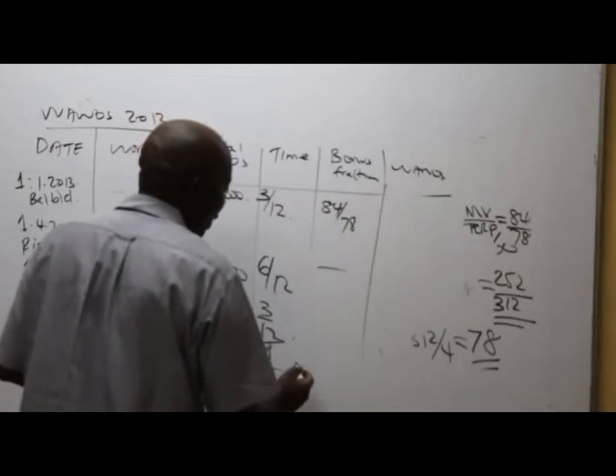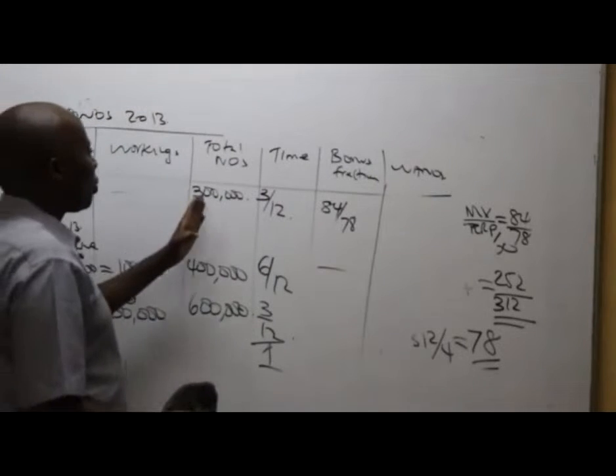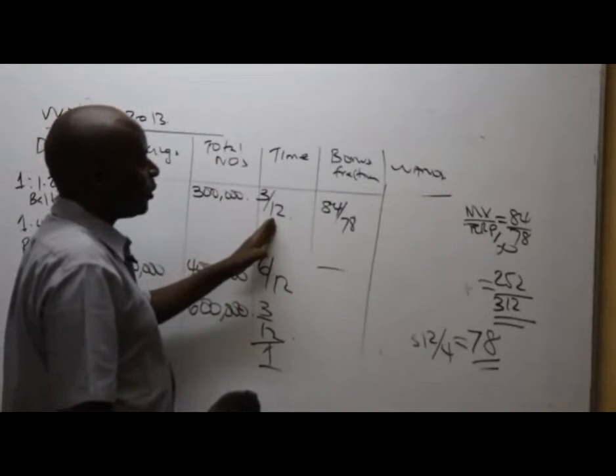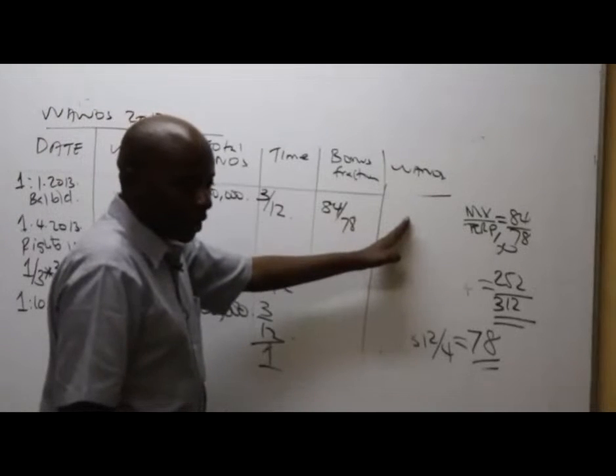And then I will be able to get the number of shares very easily by taking the total number times the time fraction times the bonus fraction, which will give me this in the form of a whole number.